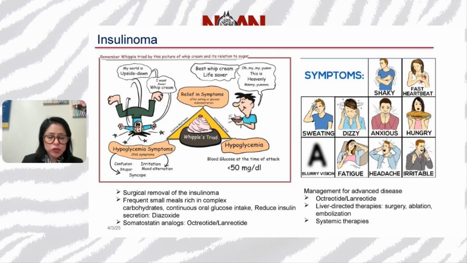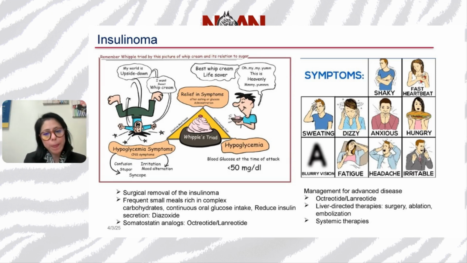They can be very irritable, and that's because of the glucose, and that can be present when the glucose goes below 50. Those symptoms are usually relieved by eating something that is very heavy in sugars, like ice cream or orange juice, something very, very high in sugar. Now, what is the treatment of insulinoma?